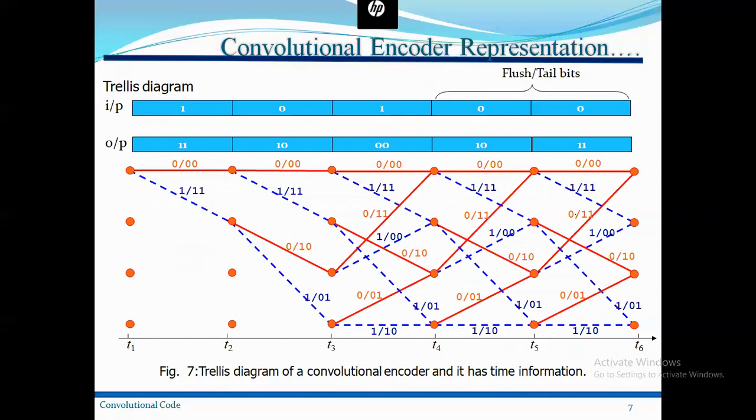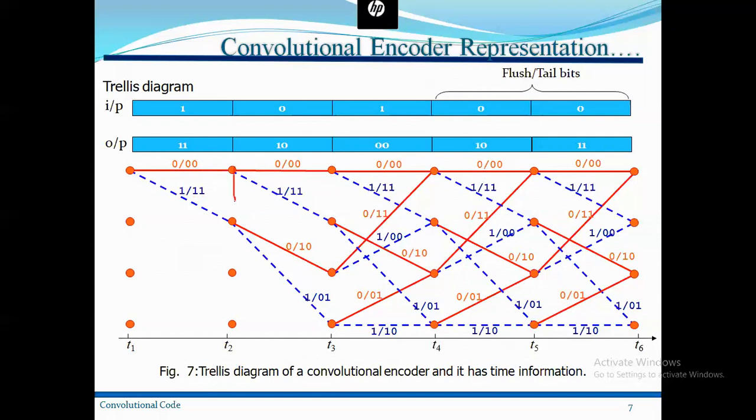In this, the four states are represented here: state zero, state one, state two, and state three. Every time we have only two possibilities. We have the zero input and the 00 output. We have the one input and the 11 output.